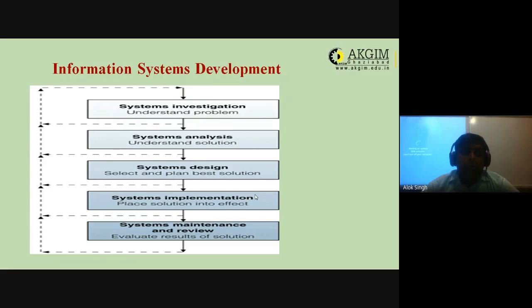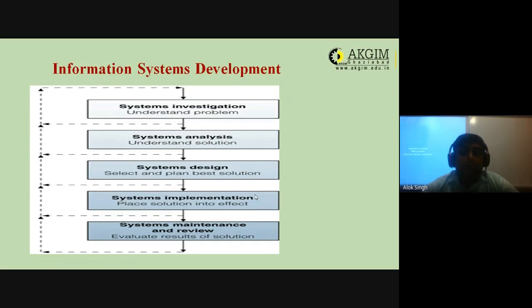The topic that I am going to discuss today is information system development. Last time I discussed various applications of information systems, and earlier we discussed what an information system is. As I have told earlier, an information system is a combination of input, process, and output that converts data into information. Today we will discuss information system development.